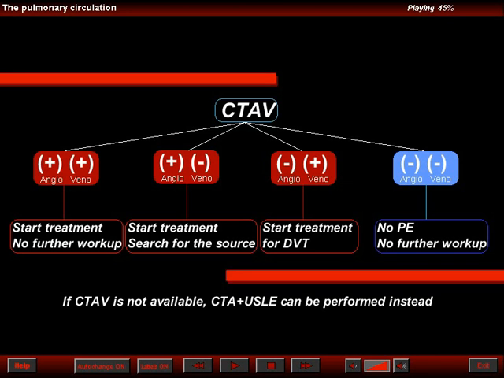There are four possibilities: that both studies will be positive, that both studies will be negative, or either one can be positive and the other one negative. If both studies are positive, one should start treatment without any further workup. On the other hand, if the CT pulmonary angiography is positive but the CT venography is negative, one should search for other sources. If the pulmonary angiogram with CT is negative, but we find thrombosis of peripheral veins, one should treat the deep vein thrombosis. If both studies are negative, then no evidence of pulmonary embolism should be considered, and there will be no need for further workup.